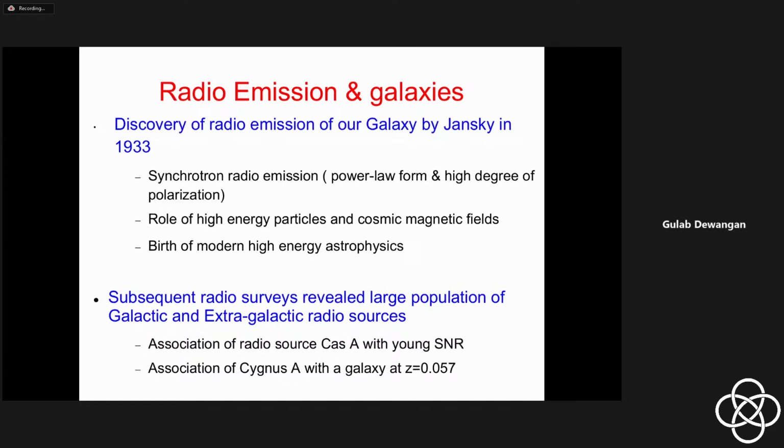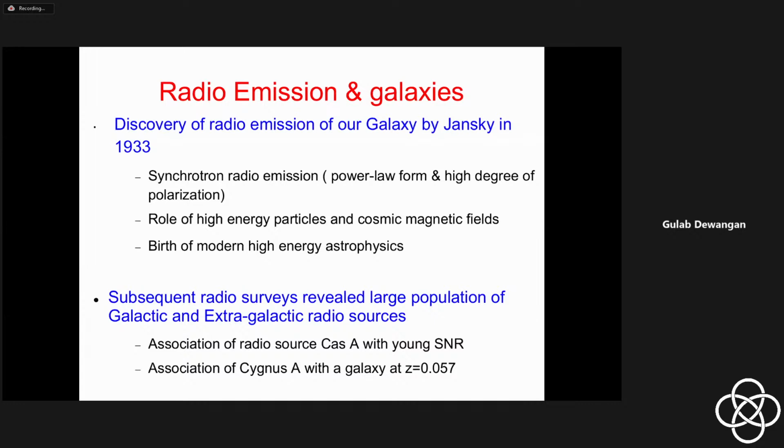And once these radio emissions were observed, because synchrotron radiation is produced by high energy particles moving in magnetic fields, the role of energetic particles and cosmic magnetic fields was realized very quickly, and that is how modern high energy astrophysics was born.